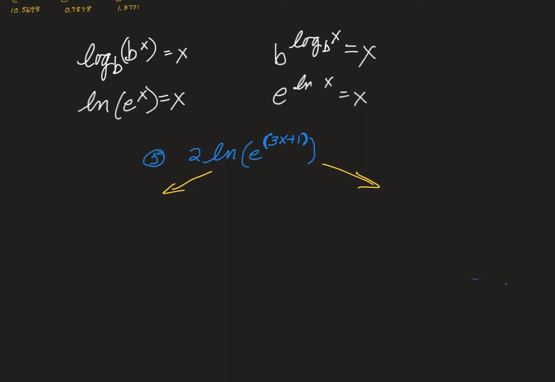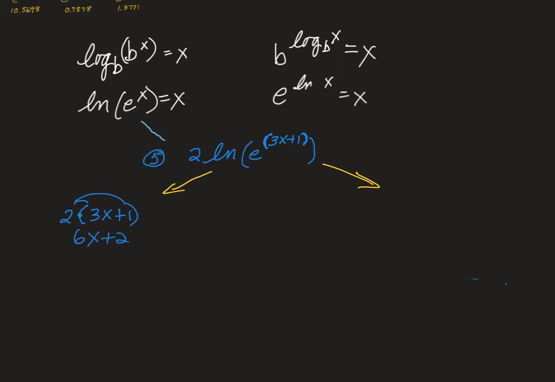So we could take 2 times, and then evaluate the rest of it. The natural log of e to an exponent. That's the first rule over here. So the natural log of e to the x is just equal to that exponent. So it's 2 times 3x plus 1, or, when we distribute, 6x plus 2.